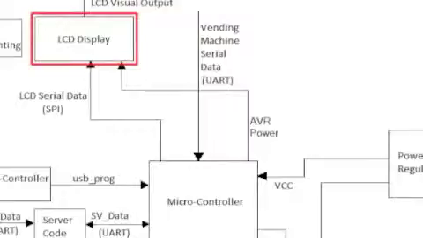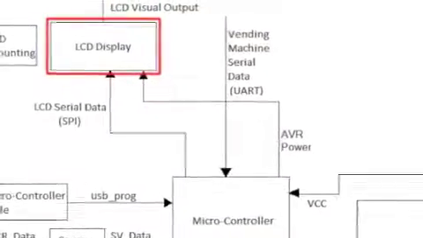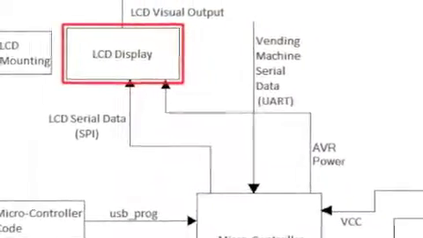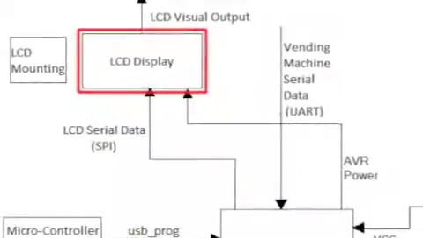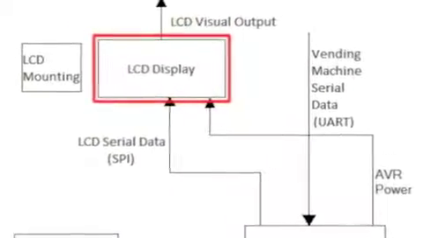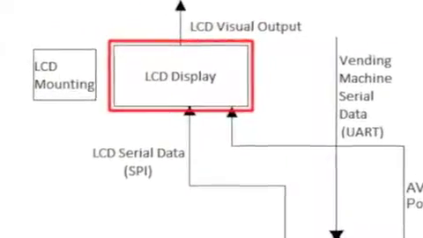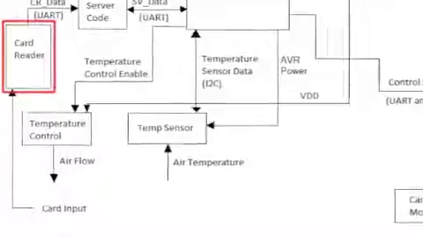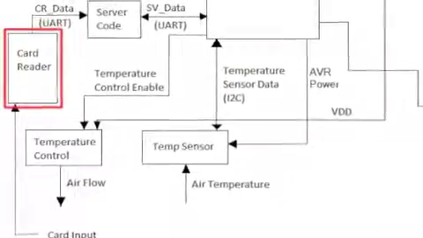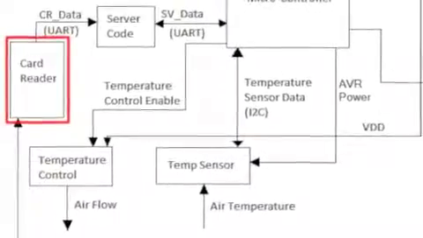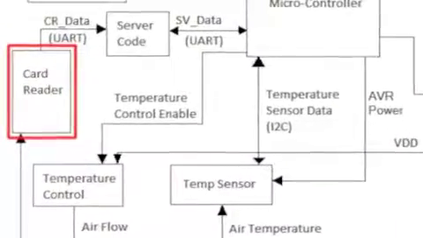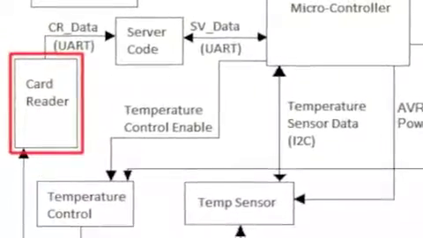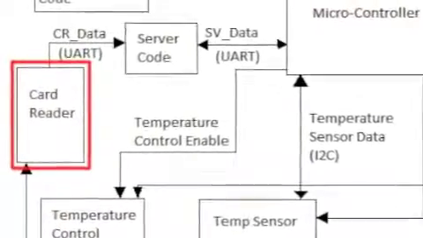The LCD receives serial data from the microcontroller and displays product pricing and various greetings to the customer. This is done using a 2-line 16-character display screen, which will be mounted on the front of the vending machine. The card reader reads the magnetic strip card. Its inputs are 12 volts from the power regulator and the physical card input from the user. Its output is the card reader serial data in UART.